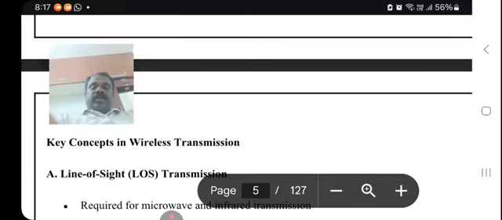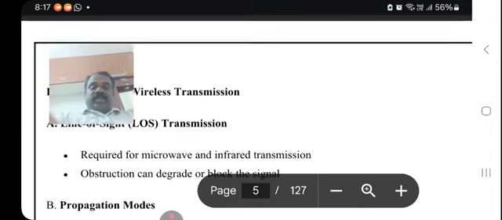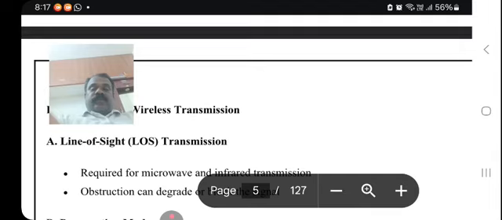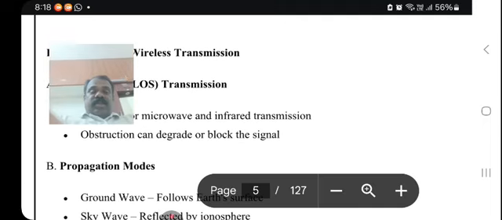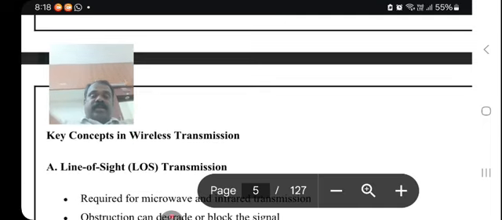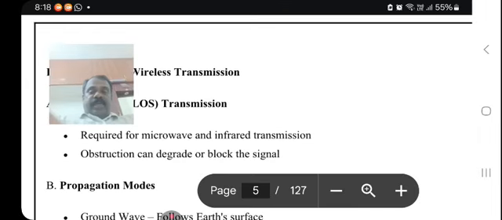So the key concepts of wireless transmission. The first thing is line of sight. Line of sight transmission is required for microwave and infrared transmission. Line of sight transmission means a point to point connection, that is peer to peer.